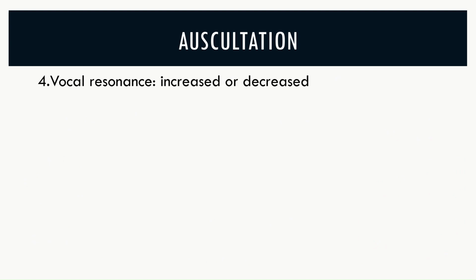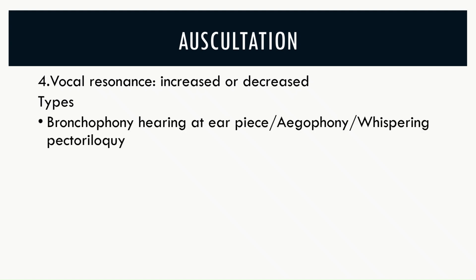Vocal resonance refers to transmission of voice sounds through lung tissue. It may be increased or decreased depending on lung pathology. Different types of vocal resonance abnormalities include bronchophony, where spoken words are heard clearly through stethoscope. Egophony produces a nasal or bleating sound when patient speaks. Whispering pectoriloquy occurs when whispered words are transmitted clearly through consolidated lung tissue. Miscellaneous sounds such as pleural rub may be heard in pleural inflammation.